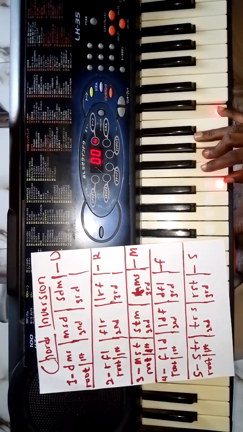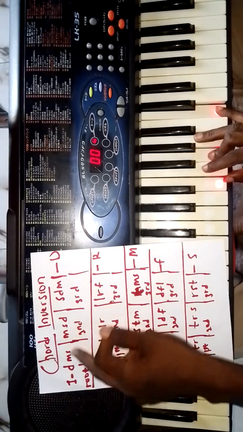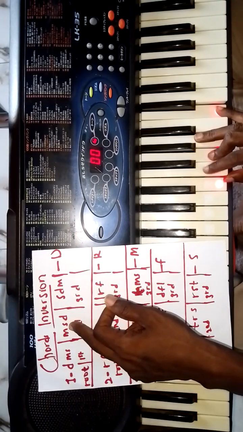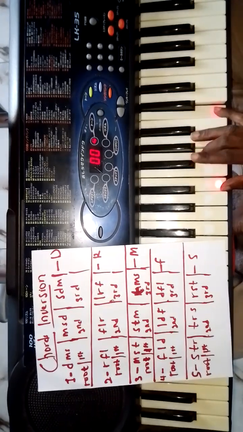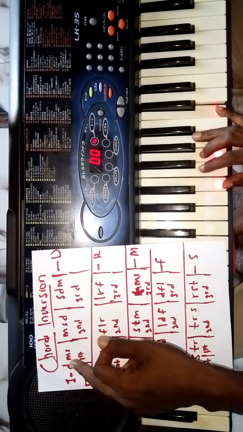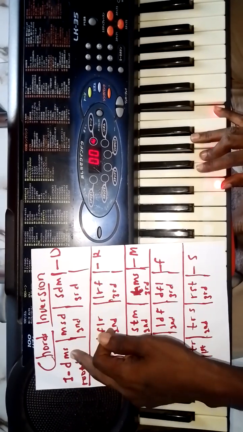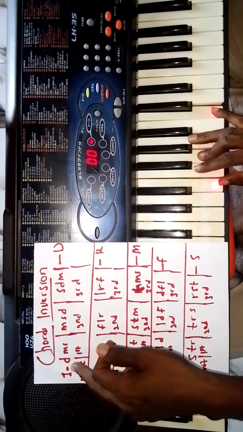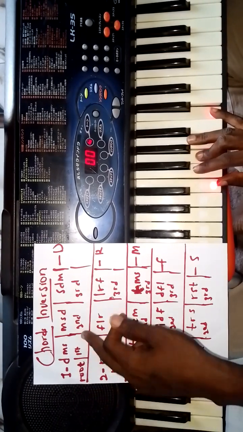Are you getting it now? Did you see it? The first one was do, mi, so. This second one, this second inversion, is mi, so, do. You can see that it's the same thing. This is do, mi, so, the first or root chord.